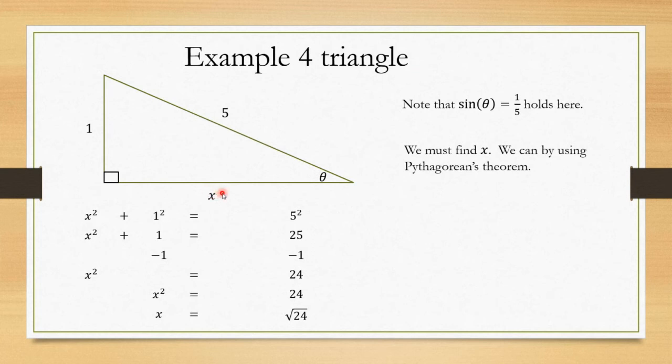We want to get this side in order to get the trig functions. By Pythagorean's theorem, x squared plus 1 squared is 5 squared, so x squared plus 1 is 25. We solve for x just like before: isolate x squared first, so we subtract 1 from both sides and get x squared is 24. Then x is the square root of 24. You don't have to simplify unless I tell you to, so if you left it as the square root of 24, that's fine.